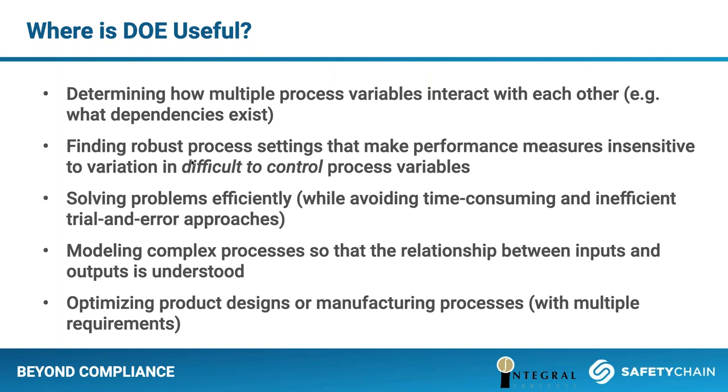So dependencies of variables on each other affect performance. That's really complicated, and it's something that we never observe in naturally occurring data. And so it's something that we have to get out of DOE. Another thing is finding robust solutions.